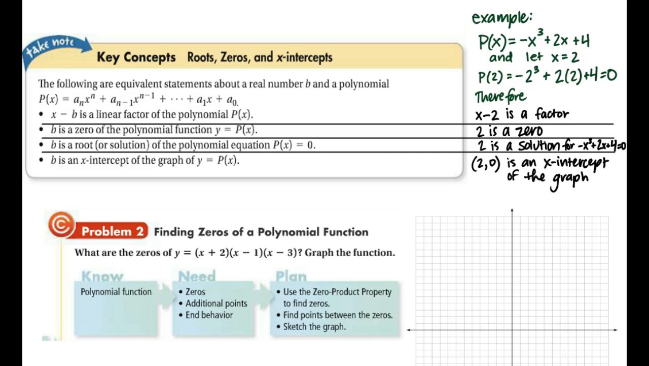So one more time to reiterate what I just said, x minus 2 is a factor of the polynomial function that we were given. That means 2 is a 0, which also means that when you set the polynomial function equal to 0, 2 is a solution of that equation. And lastly, (2, 0) is one of the x-intercepts of the graph.